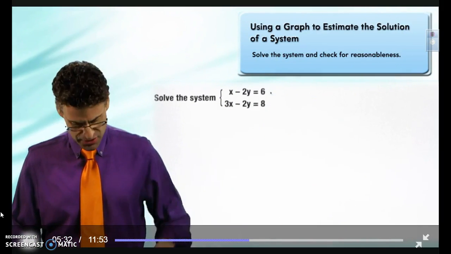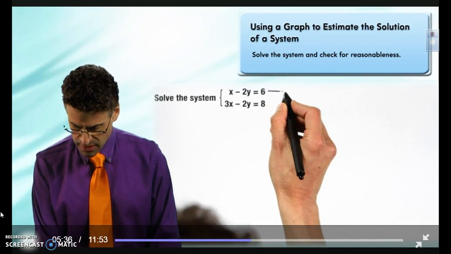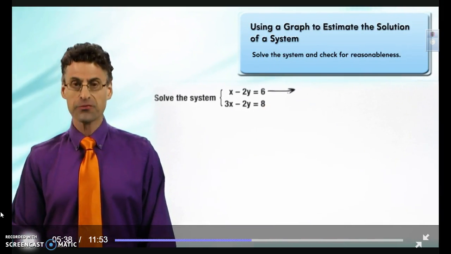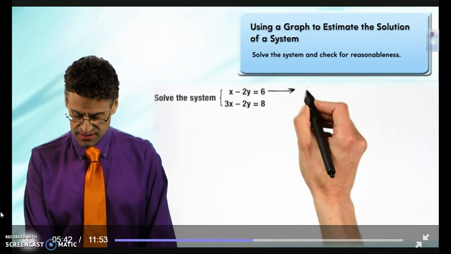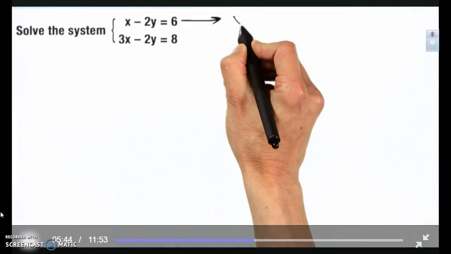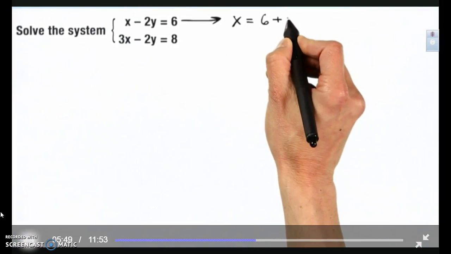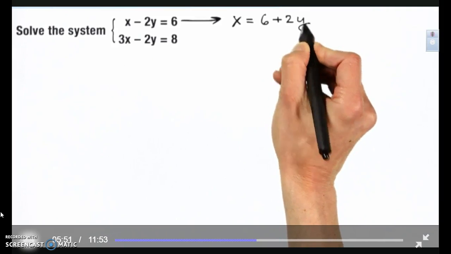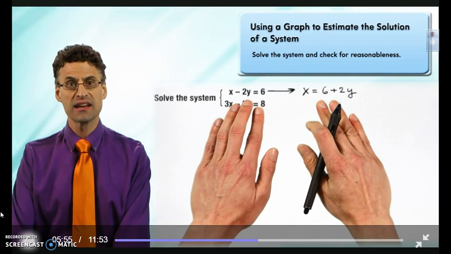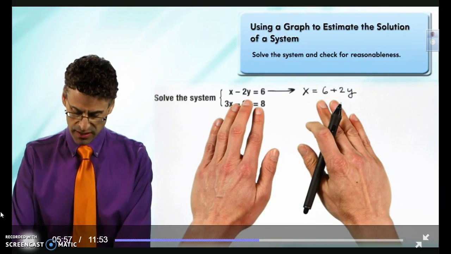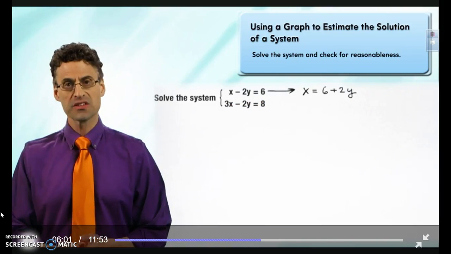If I take this one equation right here and solve it for x, I would just add 2y to both sides, and I'd see this is the same thing as saying x equals 6 plus 2y. It's the exact same, it's an equivalent equality. The only thing is I added the 2y to both sides, so it's written this way.